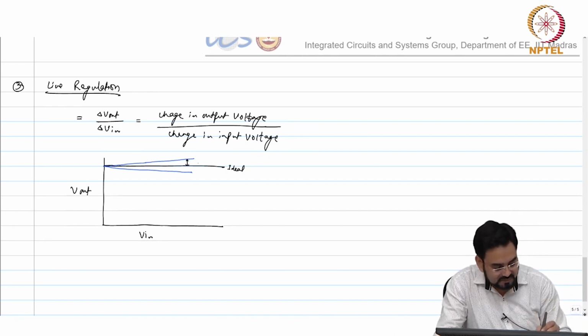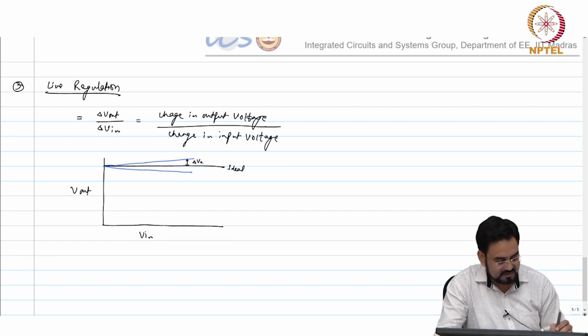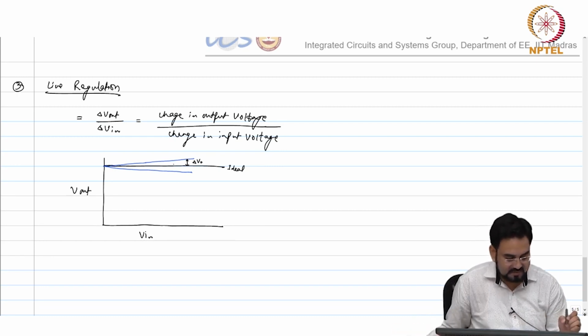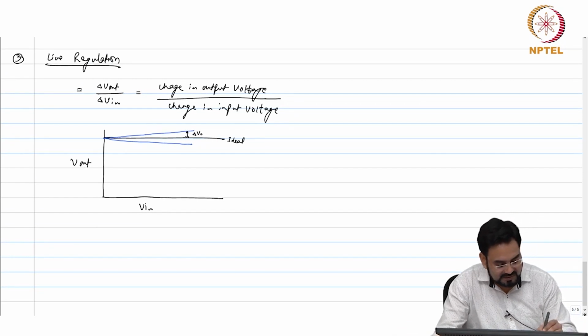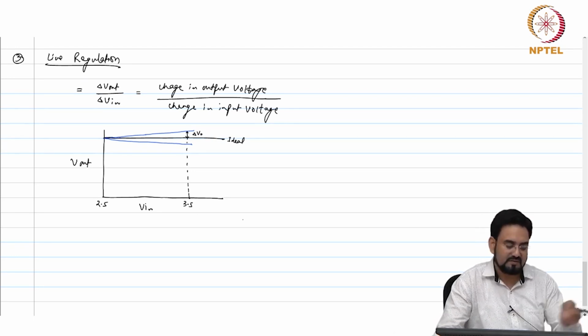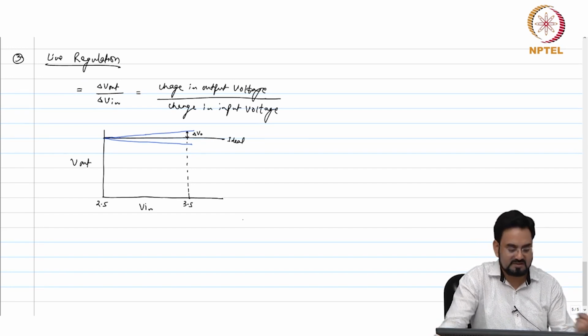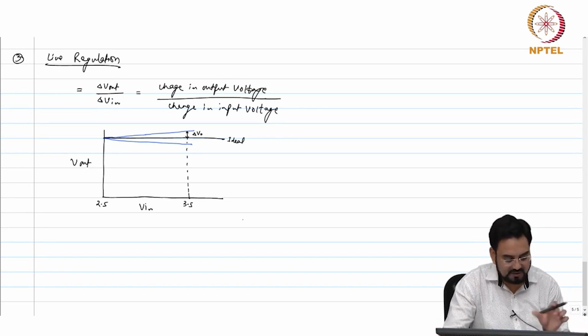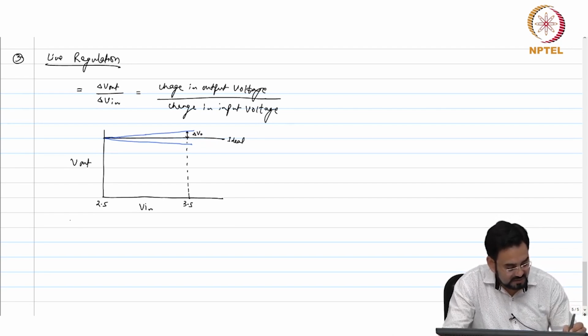So if this is your delta V out, and let us say my voltage here is, I am going from 2.5 volt to 3.5 volt. So which is 1 volt actually. For simplicity I wanted to keep the difference 1 volt.